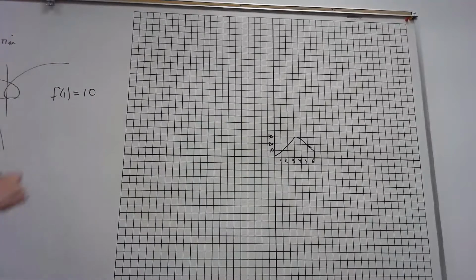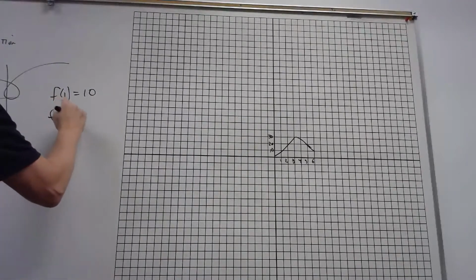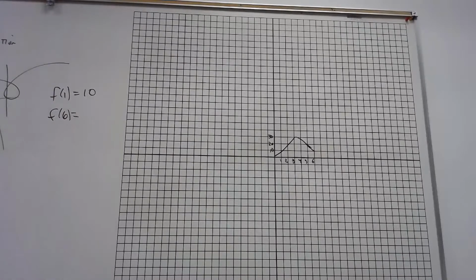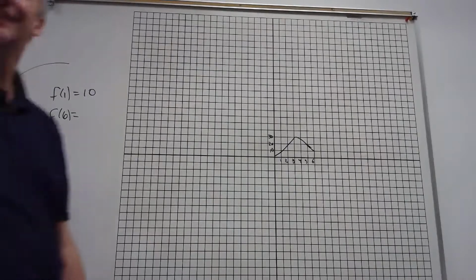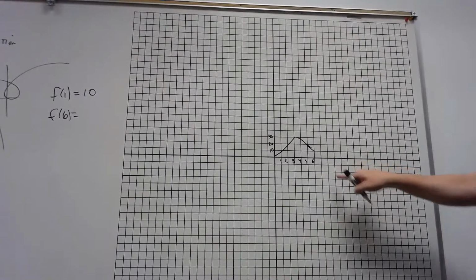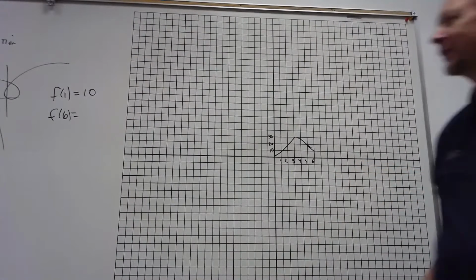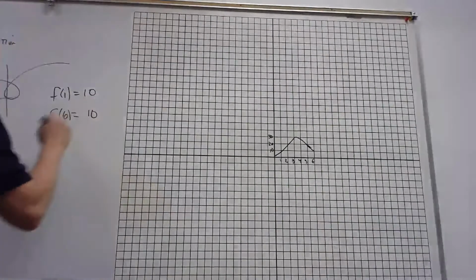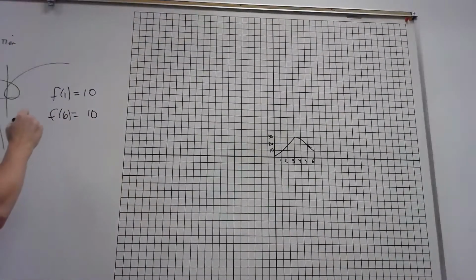How about f of 6? I'm going to pick on, I want to say Skylar. Yeah. Oh, I got it right. Nailed it. Oh, you're in trouble now. Okay. What's f of 6, according to this graph? 10. It's also 10. What's f of 3?